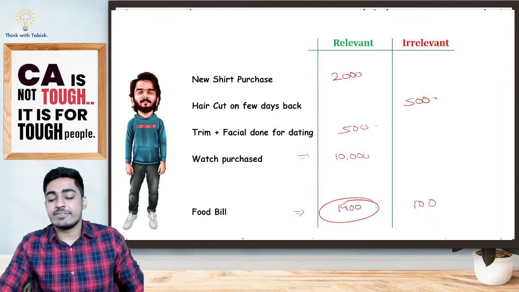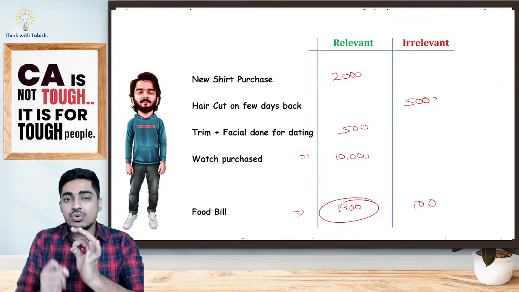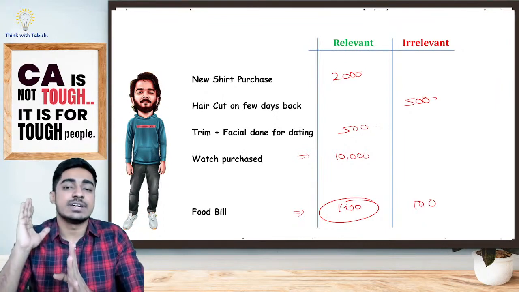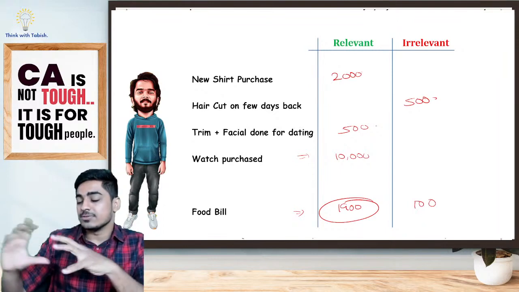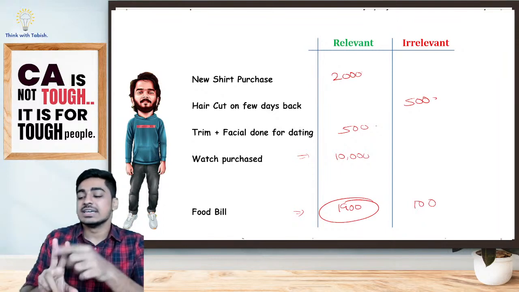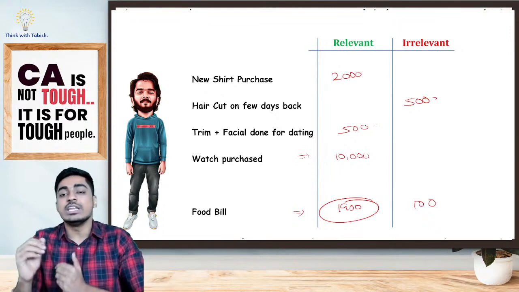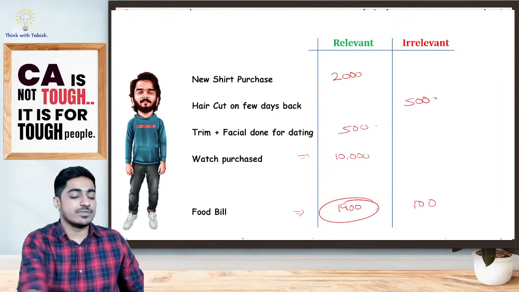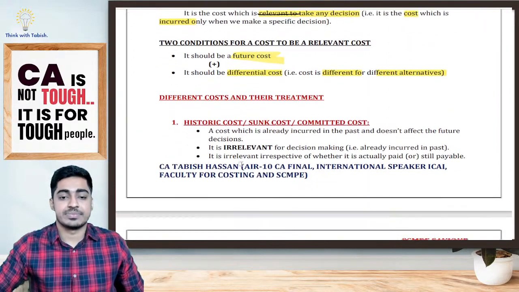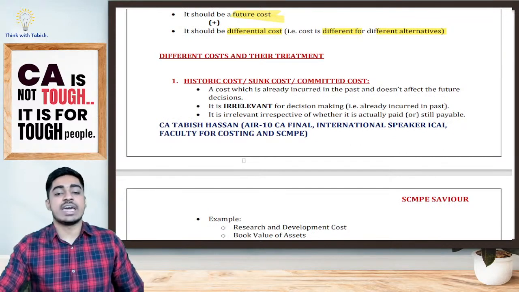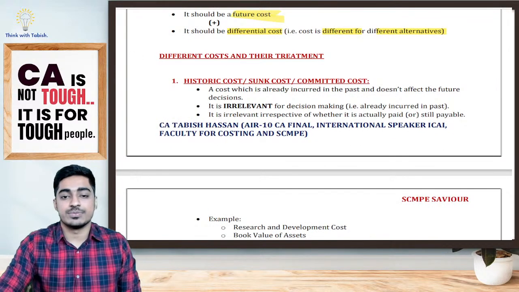So what is the relevant cost? It is the cost which is incurred only if we take a specific decision. So two conditions. Firstly, it should be a future cost. We are going to incur it in future. Second, it should be a differential cost. It is incurred only if we take a specific decision. Otherwise, the cost is not incurred. Should we continue, students? Now, we have different costs and their treatment. We have different costs and what is the treatment we are going to show.